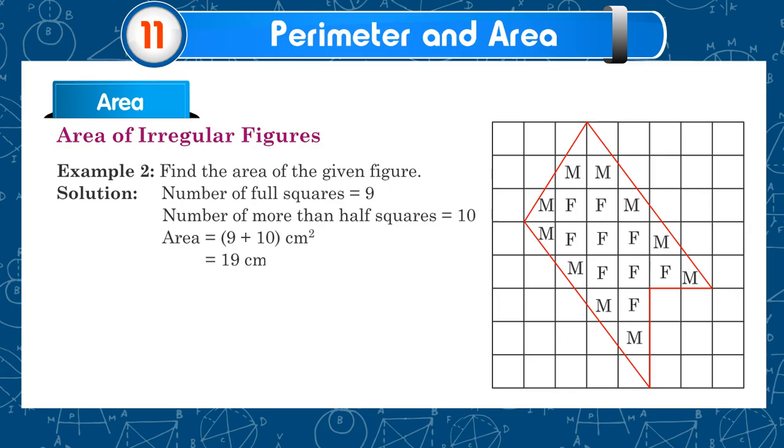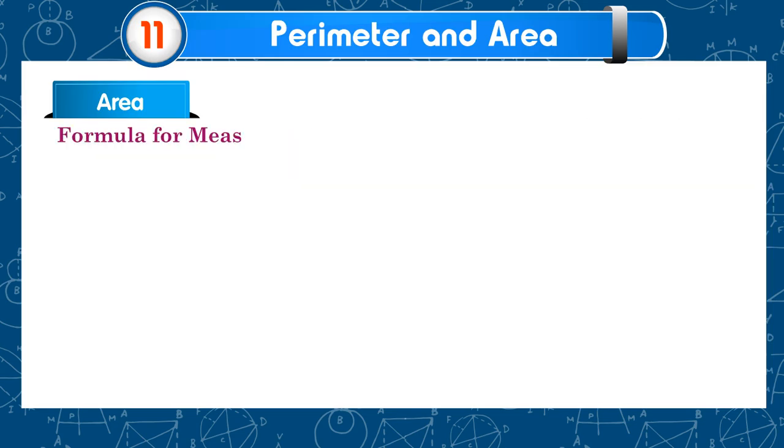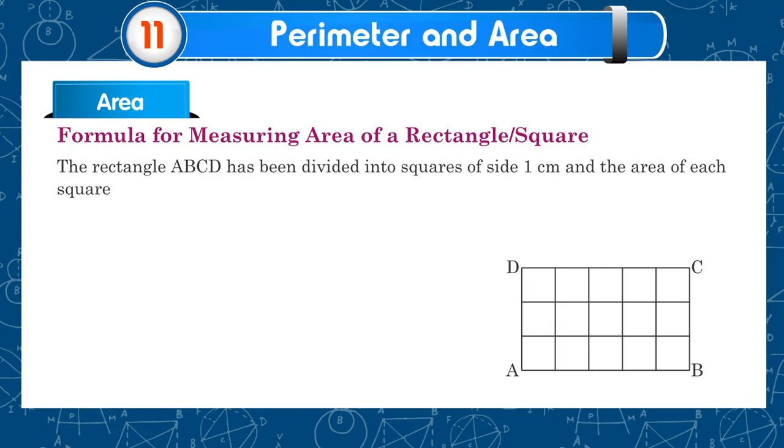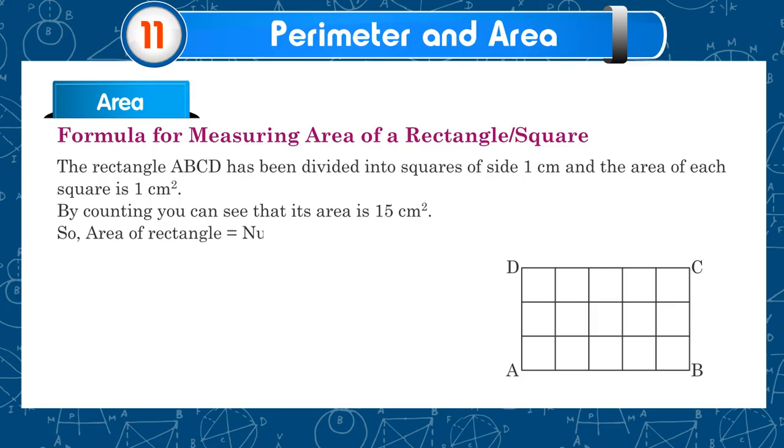Formula for measuring area of a rectangle and square. The rectangle ABCD has been divided into squares of side 1 centimeter and the area of each square is 1 centimeter square. By counting, you can see that its area is 15 centimeter square. So area of rectangle is equal to the number of unit squares in the rectangle.